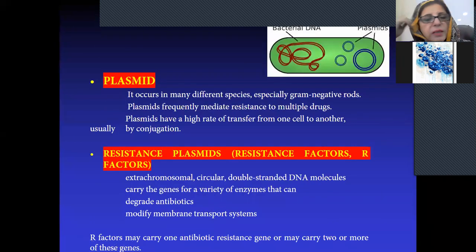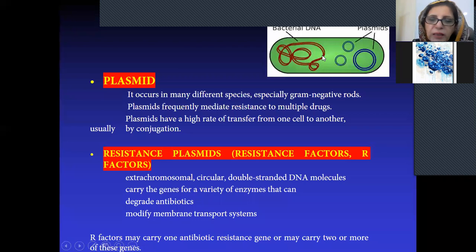Now, what is the second mechanism of resistance? That is because of the plasmids. And plasmids, as we discussed in bacterial anatomy, are extra-chromosomal DNA materials which are present within a bacteria. They carry the genes for various factors, including antibiotic resistance, and these are known as the R factors. And these genes present in the plasmids can become incorporated into the bacterial DNA.